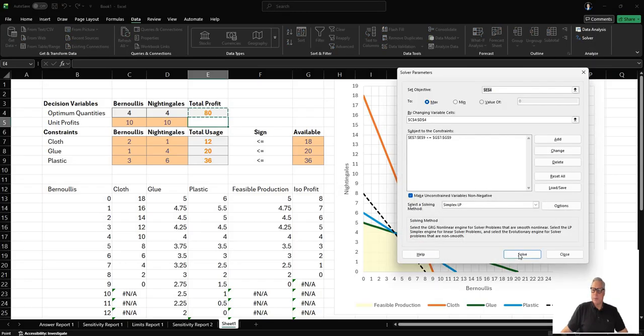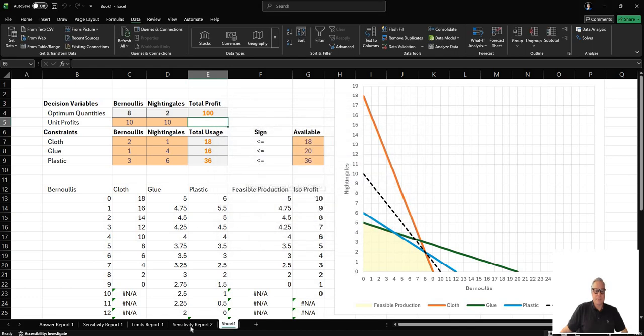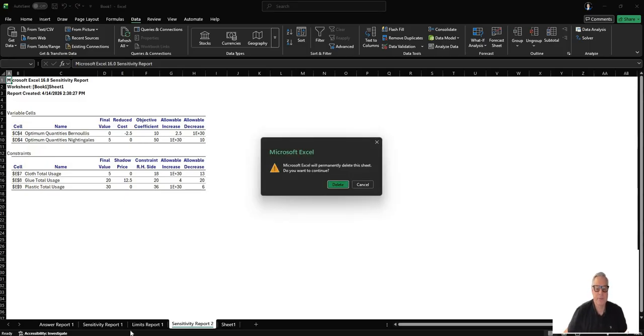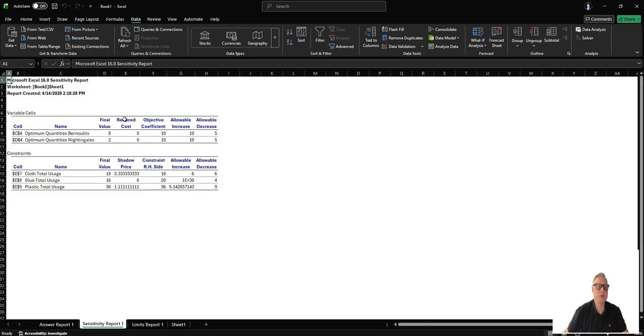Actually, here, let me produce again the reports as well. And then I already have the report, so let's just delete sensitivity report 2. Okay, so now we have the sensitivity reports, and now we know what reduced cost means, allowable increase and decrease, and shadow price. That's all clear.